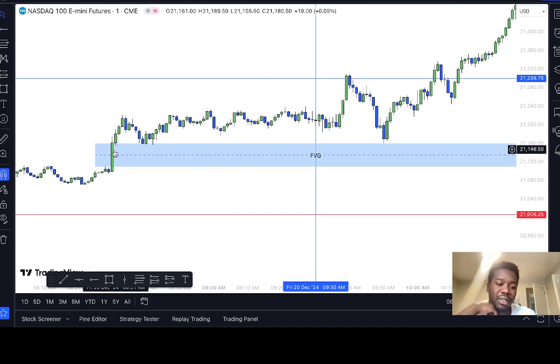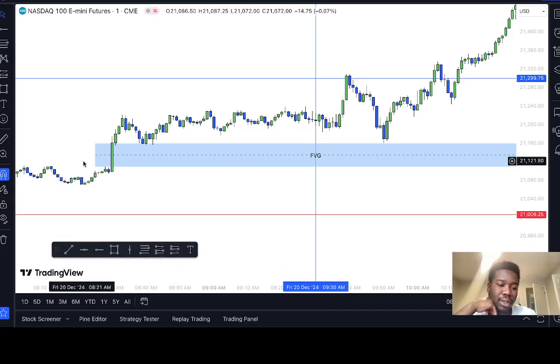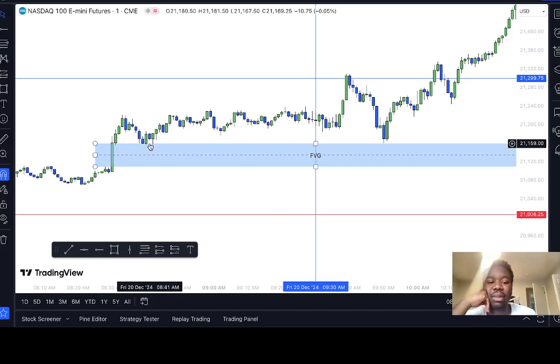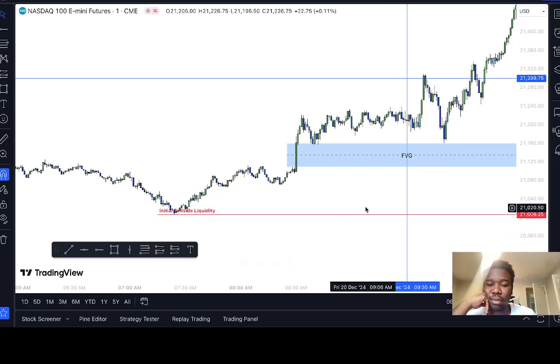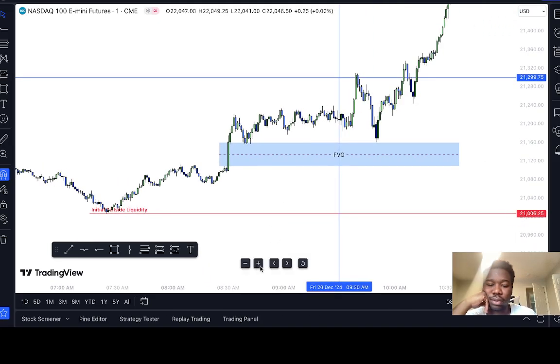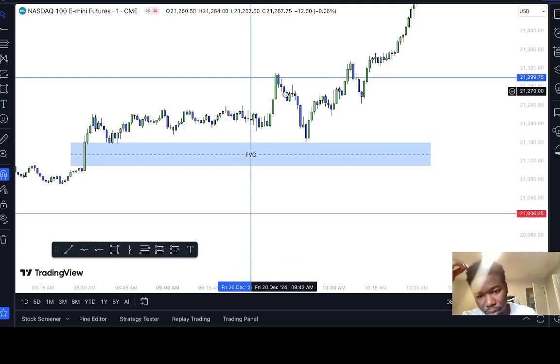So see, around 8:30, a fair value gap was formed, and 8:30 is pre-market, guys. The fair value gap was formed, tapped in. We have this bit of consolidation or accumulation, and then price goes back down there.